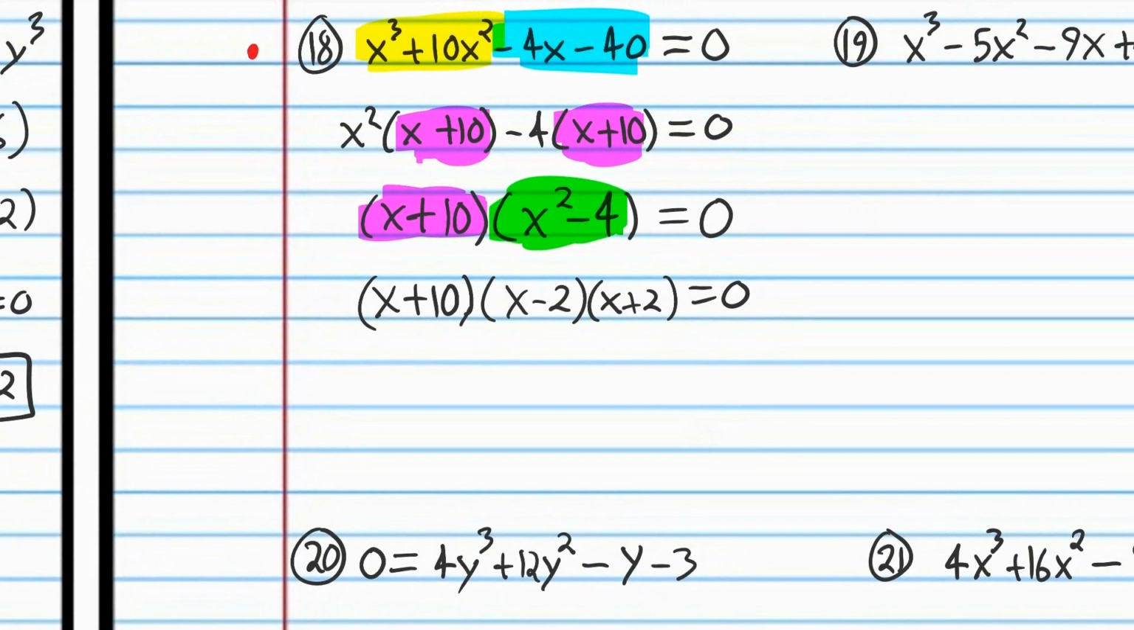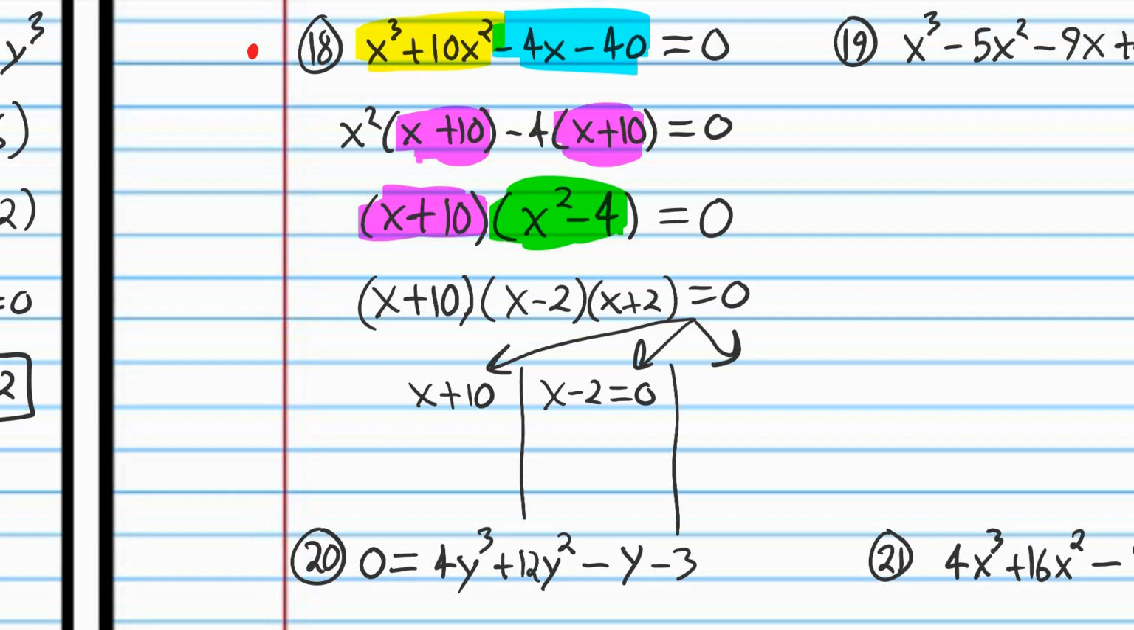All right, so this factorization tells us what the solutions are. So we just do the exact same thing that we did in the previous problems. No difference whatsoever. So we have x = -2, x = 2, and x = -10. So those are the 3 solutions.